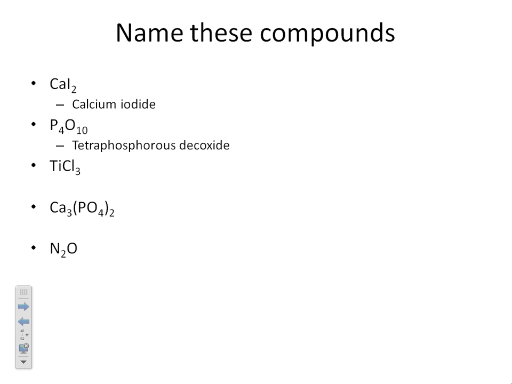So we put this all together in the name. First thing, titanium-3. Second thing, that ide ending, chloride. So the name of this compound is titanium-3 chloride.